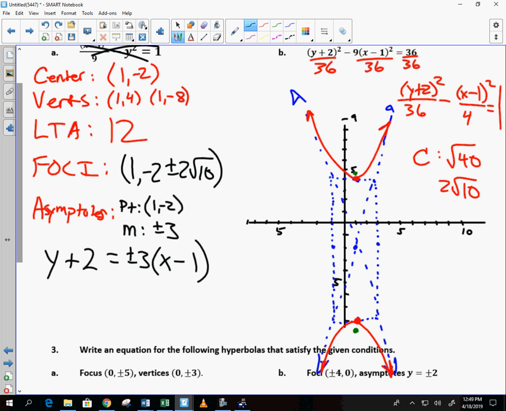Sun's peeking through. Not too bad, huh? What do you think, folks? It's all right. Good work. There's your lesson on hyperbolas.